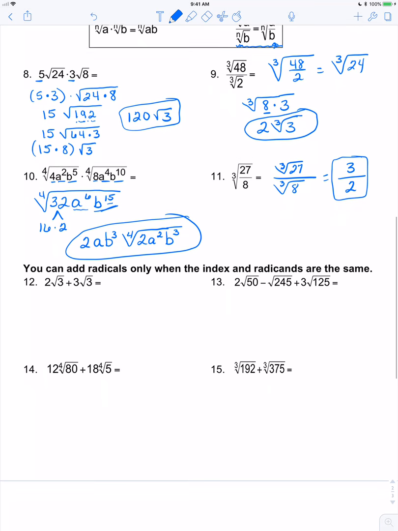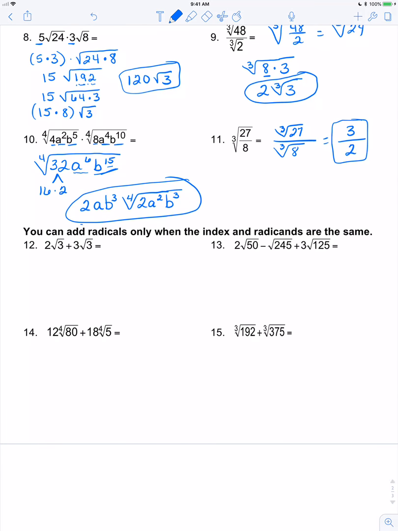All right, so now you can only add and subtract if the index and the radicands are the same. Okay, that's sort of like having like terms. I can only add square roots of 3 with other square roots of 3. And now we have to remember that when we add these, we only add the outside.